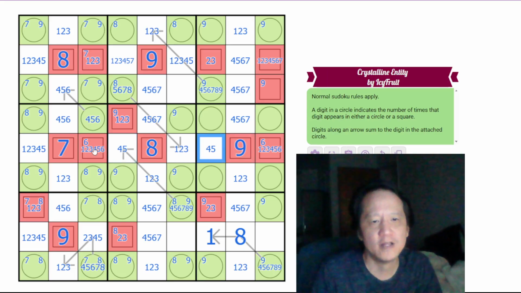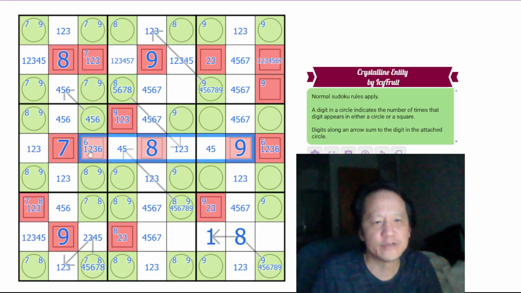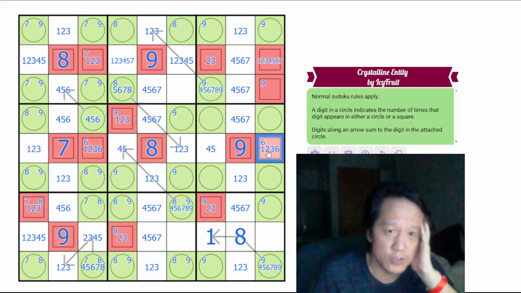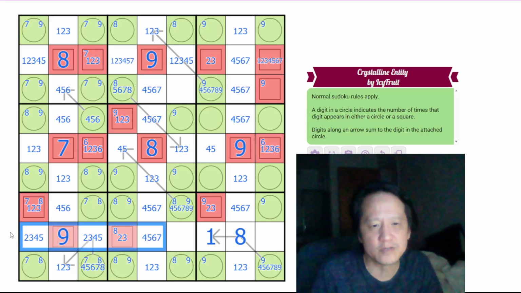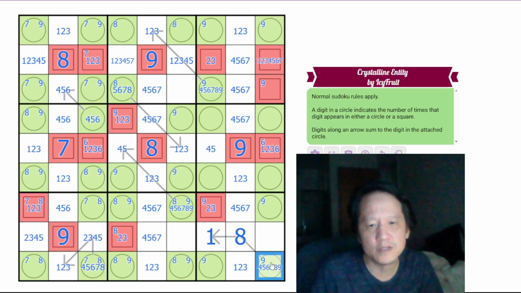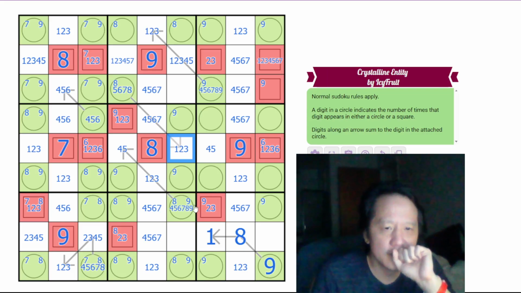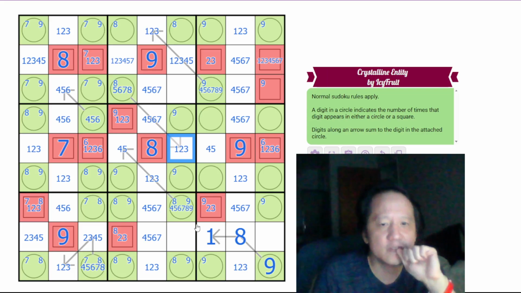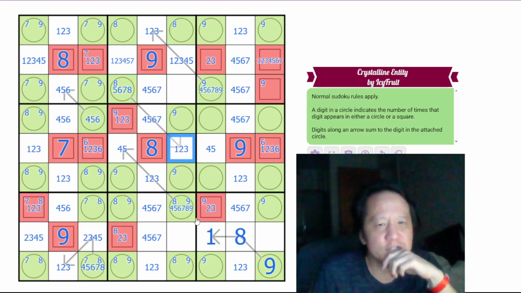That's 4, 5. We have a 4, 5, 4, 5 pair in row 5, so this can't be 4, 5. This is 1, 2, 3. This is 1, 2, 3, or 6. This is 1, 2, 3, or 6. This can't be 1 here because of the 1 in the row. This is a 9, which means neither of these can be 9. That doesn't tell us very much. So far this is looking okay.